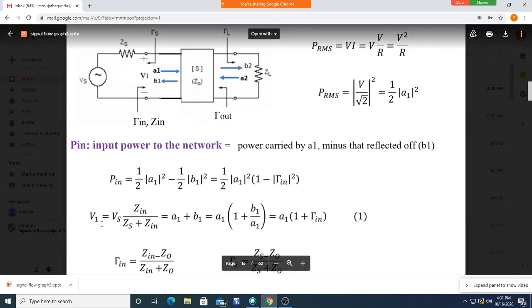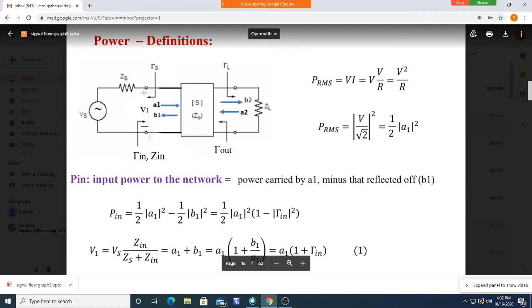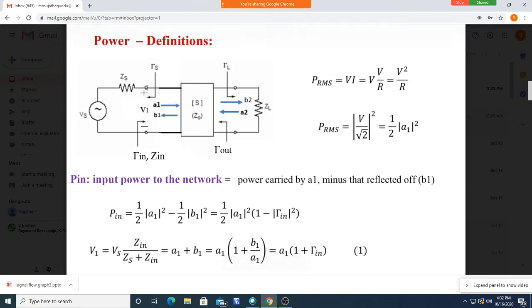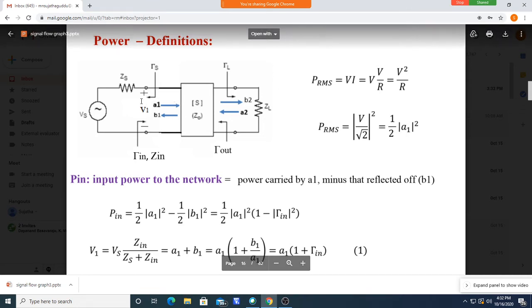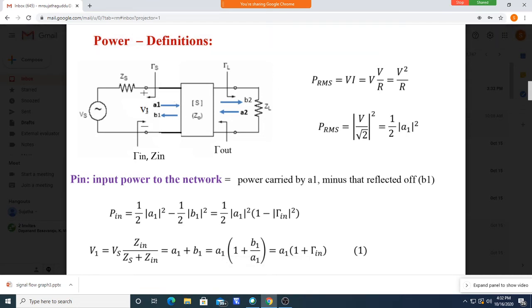Okay, so this V1. What is V1 here? Voltage at this position between these two terminals. You see here, in this figure, the voltage between these two terminals is equal to V1. Okay, what is V1 here? See, at RF and microwave frequencies, we are considering waves. The incident signal is going in this direction, that is A1, and the signal is going in the opposite direction, that is the reflected wave. Two waves are there, one is an incident wave, another is a reflected wave.